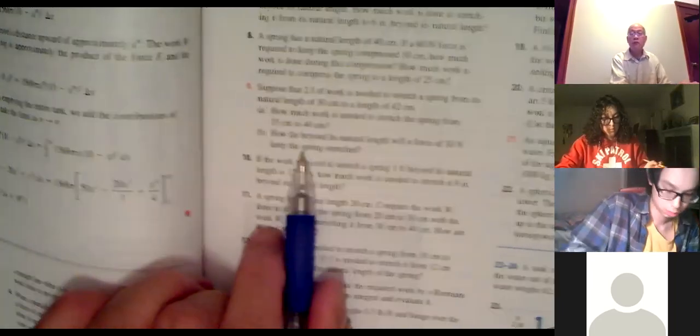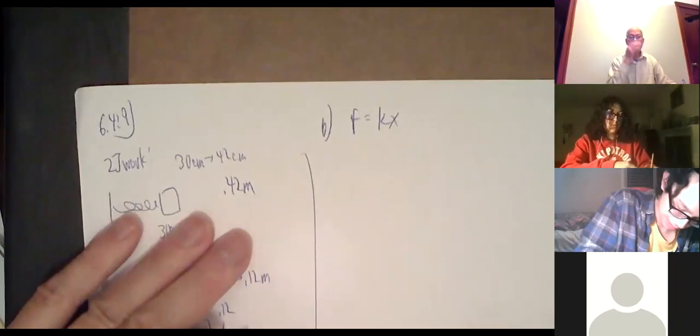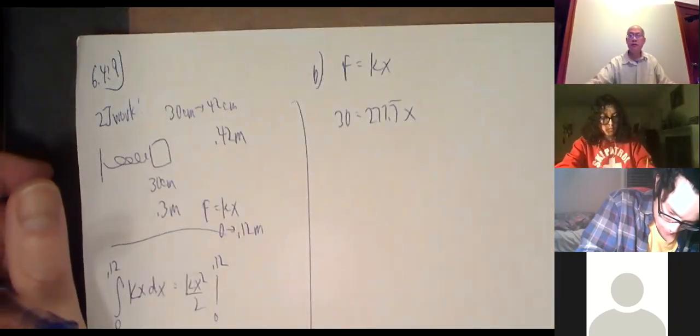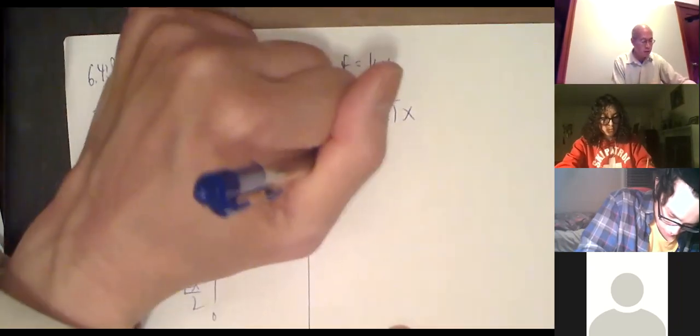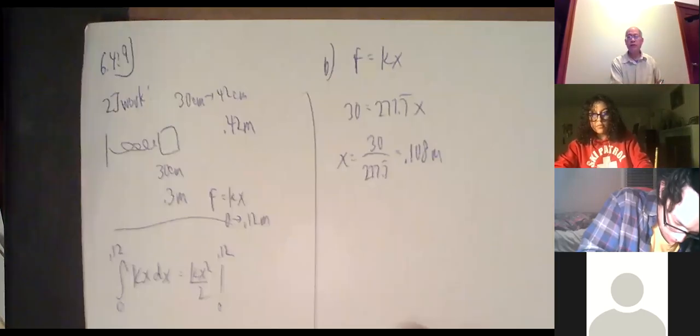How far beyond its natural length will a force of 30 newtons keep the spring stretched? So part B had to do with F equals kx. The force they gave me was 30 newtons. So 30 equals 277.7 repeating x. Divide both sides by 277.7 and you got it. So x is 30 over 277.7. Now, I think that comes out to be 0.108 meters, if I'm not mistaken.